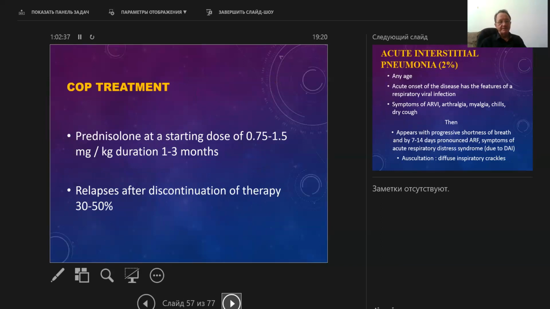COP treatment includes prednisolone at a starting dose of 0.75 up to 1.5 milligram per kg, with a duration of 1 to 3 months, and relapse after discontinuation of corticosteroid therapy happens in 30 to 50%. And our clinical experience also confirms cases of relapse of COP.